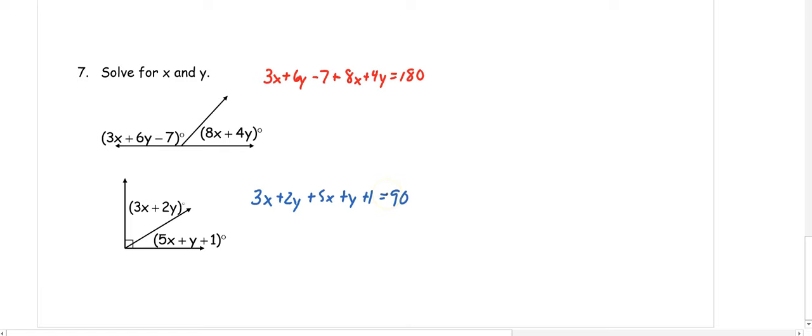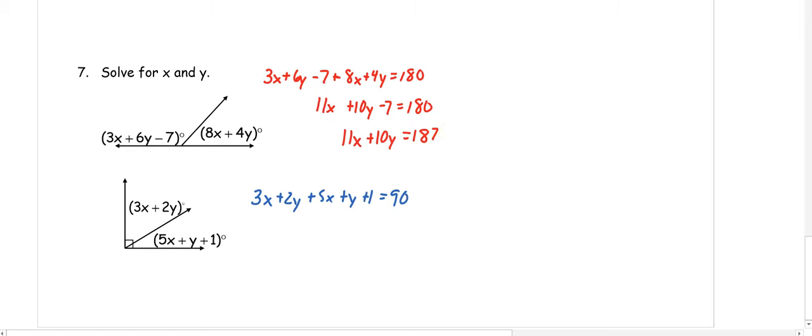So I'm going to combine like terms. In the first equation, 3x and 8x gets us 11x. 6y and 4y gets us 10y, minus 7 equals 180. Now I know I'm going to have to do a system, and I have to have x and y by itself, so 7 is going to get added to the other side to become 11x plus 10y equals 187.